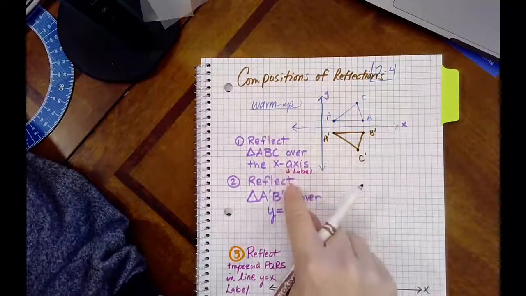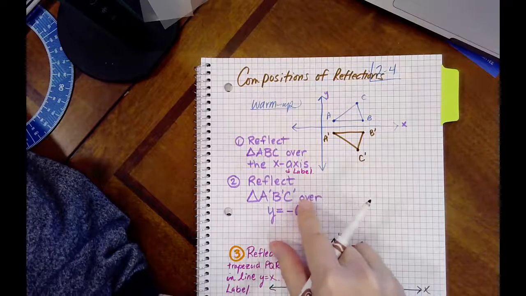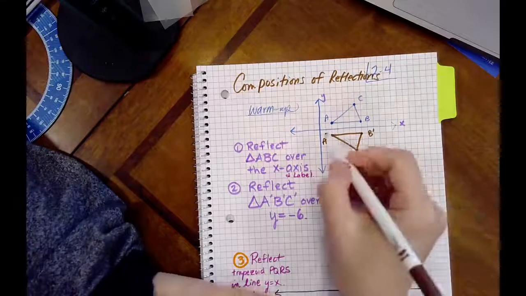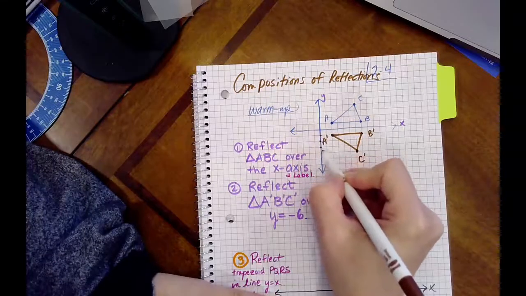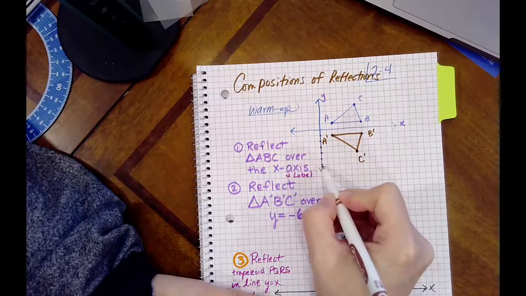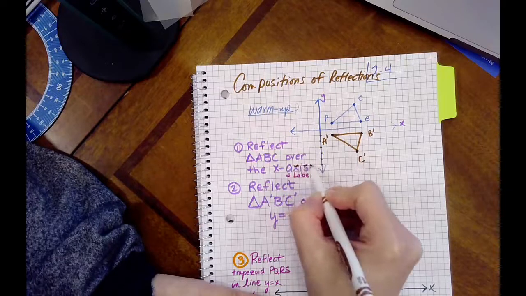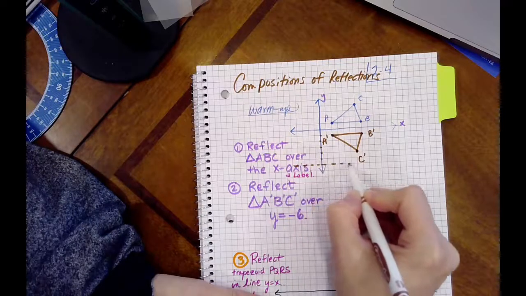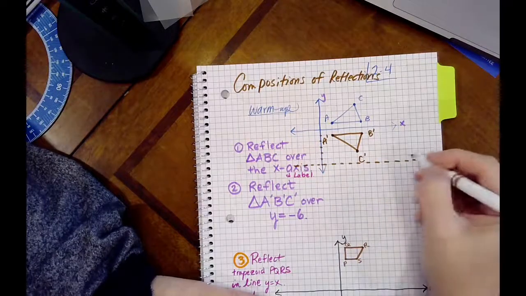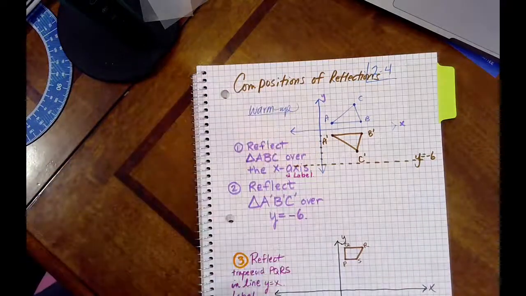Now, we're not done there. Step 2 says to reflect triangle A prime, B prime, C prime over the line y equals -6. So let's go ahead and find that. 1, 2, 3, 4, 5, 6. The line y equals -6 is a horizontal line that intercepts the y axis at -6. Okay, so there it is right there. Y equals -6.